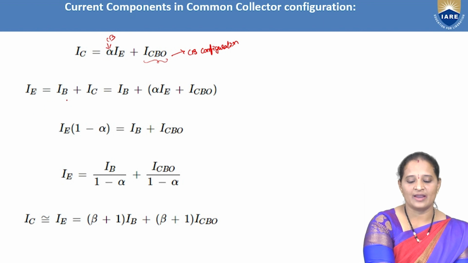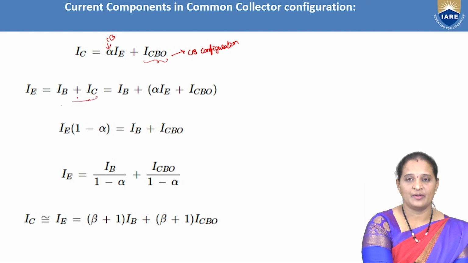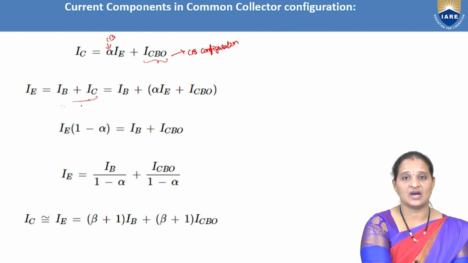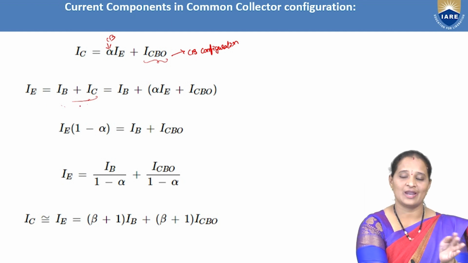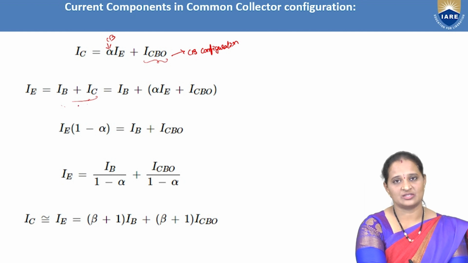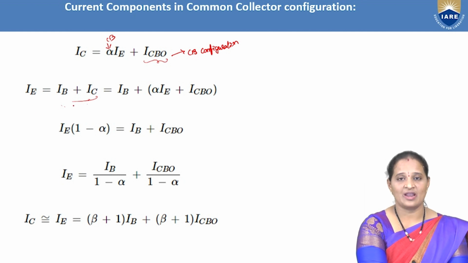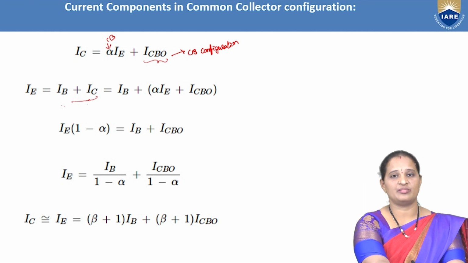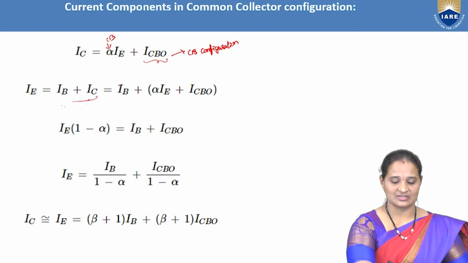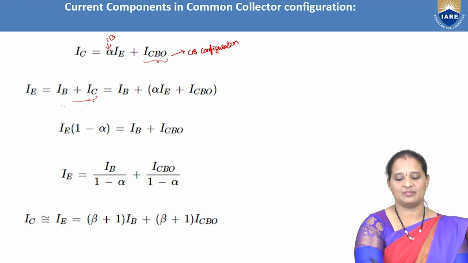And we all know the current relationship IE = IB + IC, and this holds good for all three configurations and also both types of transistor. That means this equation is valid for NPN or PNP transistors, and it is applicable for all three configurations. So IE = IB + IC.